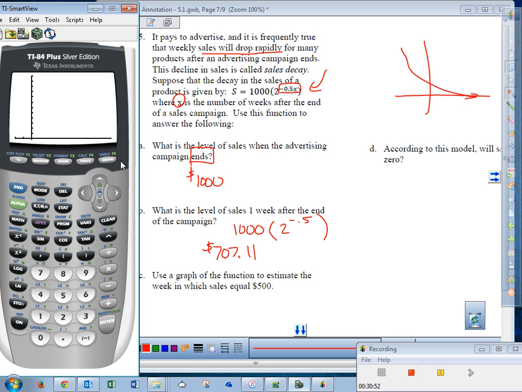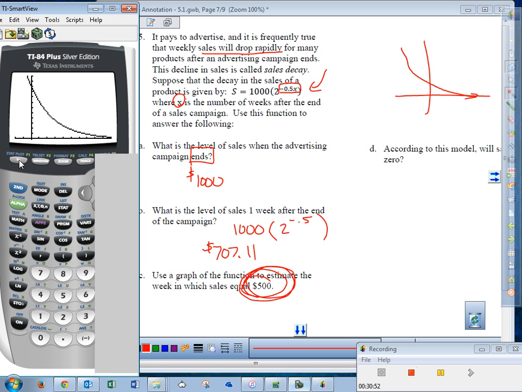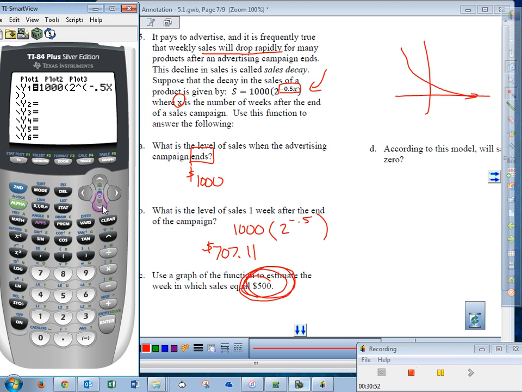They wanted to know when the sales is 500. Is that an x value or a y value, my friends? X or y? That's y, so I'll go back and do y equals 500. If it was x, I could do trace 500, but it's not. It's y, and then I will find that intersection place.